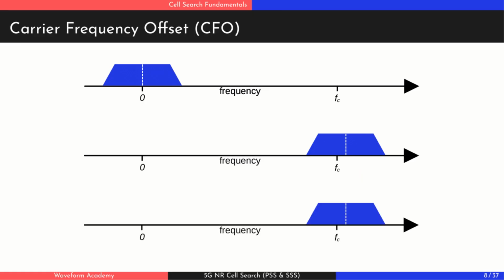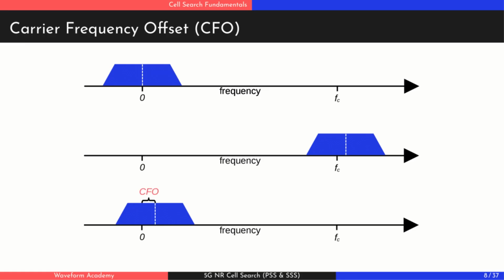On the receiver side, a similar down-conversion process brings the signal back to baseband. But once again, oscillator imperfections can introduce additional errors. The result is a shift between the expected baseband center and the actual center of the received signal spectrum. This shift is what we call carrier frequency offset.